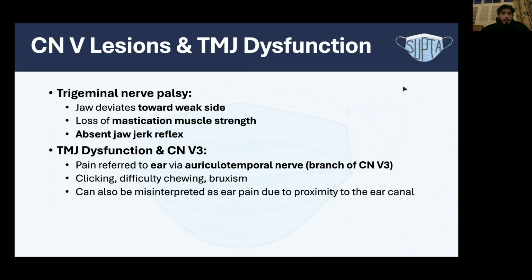Okay, how you can figure out these patients have a TMJ problem as opposed to an ear issue is they'll have clicking of the jaw, difficulty chewing, and bruxism. Bruxism is basically grinding, so clenching and grinding.